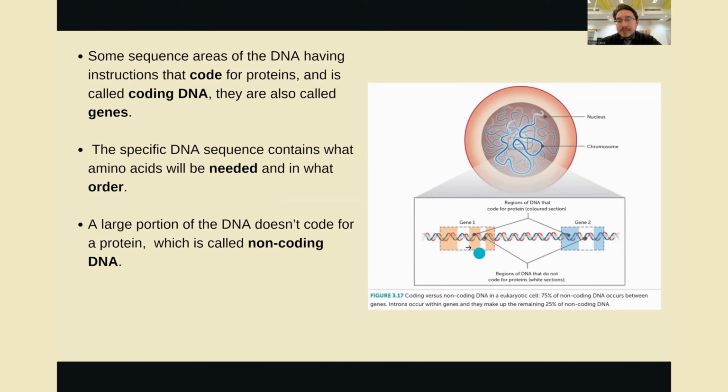For now, I want you to understand that there are certain regions of DNA that code information to make a protein, and there are spaces in between certain genes with no coding for a protein. Doesn't mean it's not useful, but it might have other functions. So a large portion of DNA doesn't code for a protein, and that is called non-coding DNA.